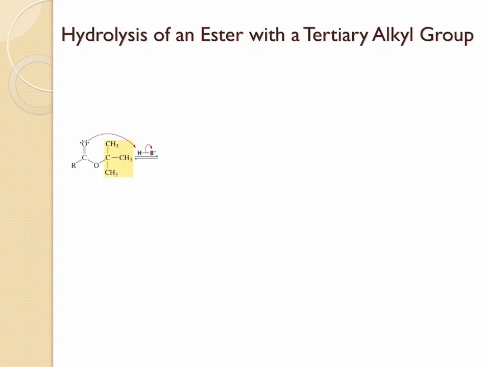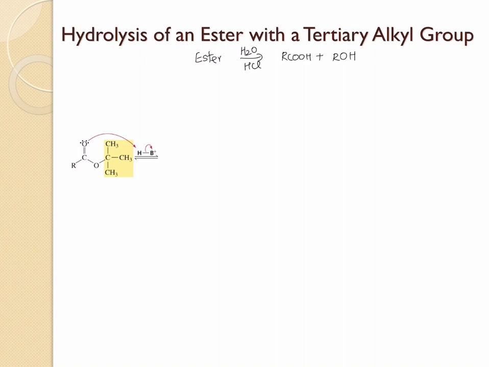The hydrolysis of an ester with a tertiary alkyl group is also going to give us pretty much the same product, which is basically a carboxylic acid and an alcohol. So no matter what the alkyl group is, an ester that undergoes hydrolysis in the presence of an acid is going to give us carboxylic acid and an alcohol. But the mechanism here is going to be completely different. It's going to go through an SN1 mechanism.